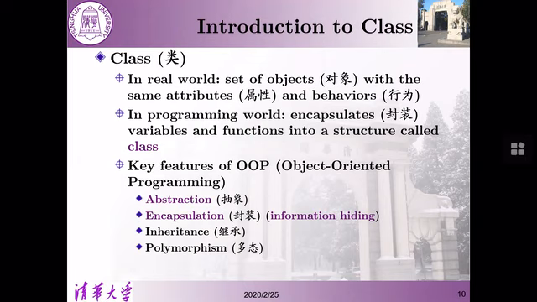There are some key features for object-oriented programming. First one is abstraction, and the second one is encapsulation. So we will learn this today. And inheritance and polymorphism, we will learn in later classes. Okay.